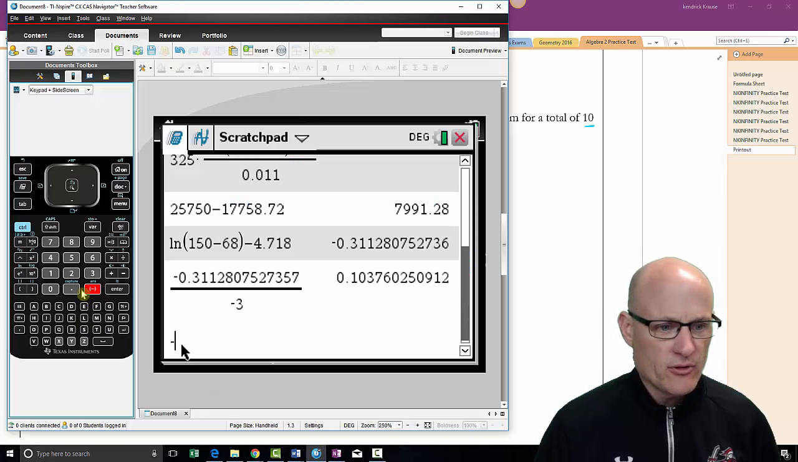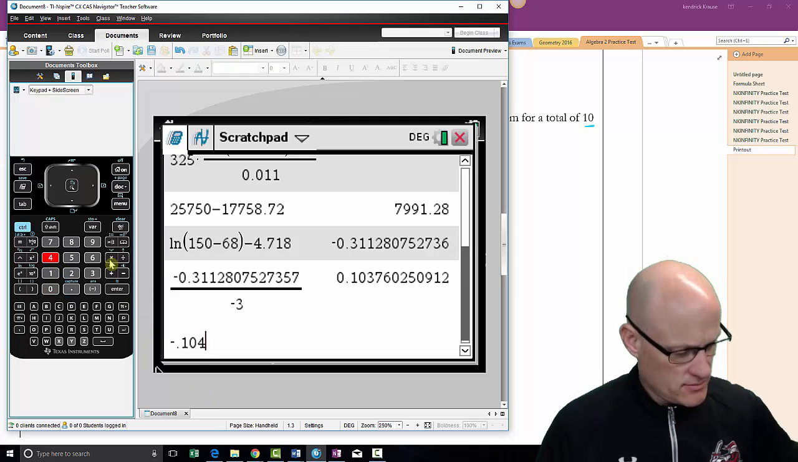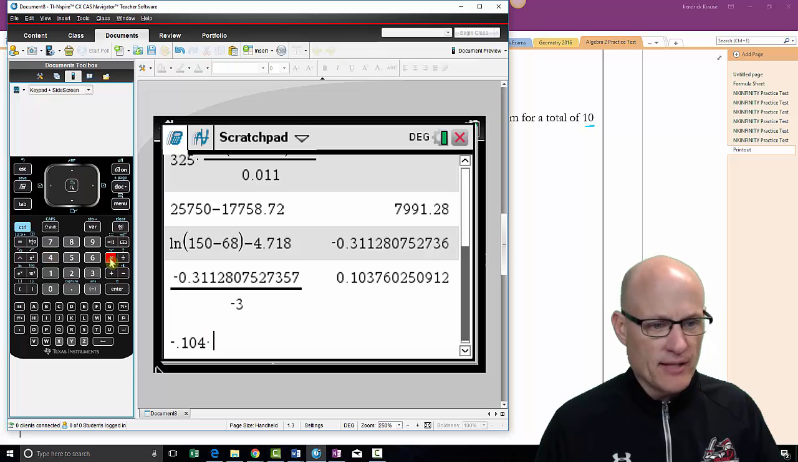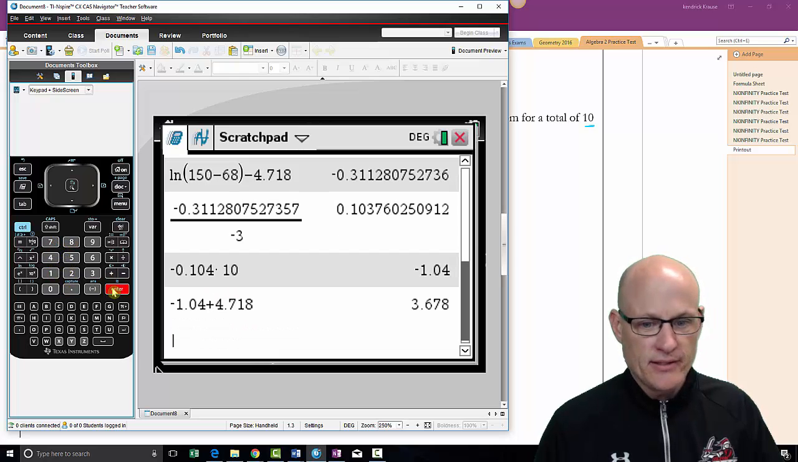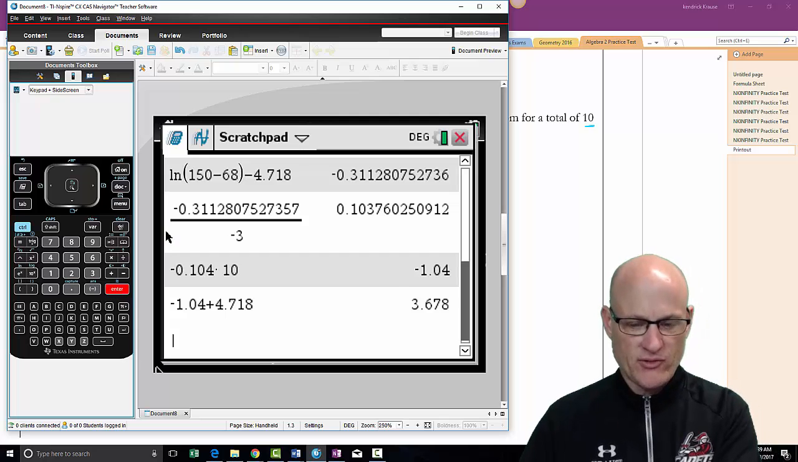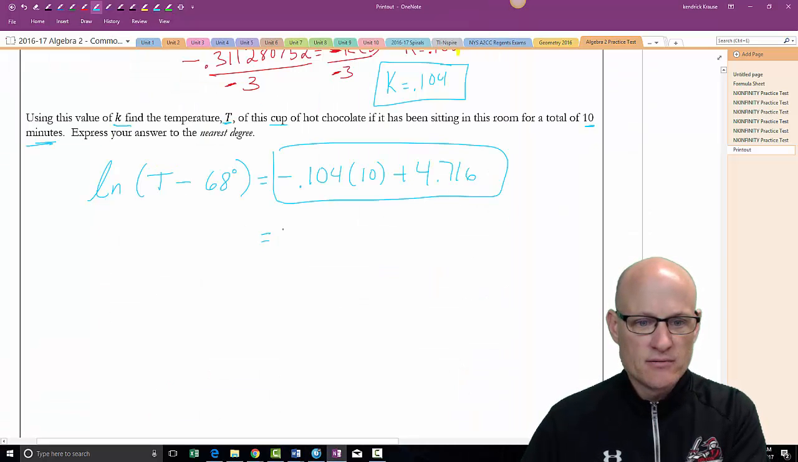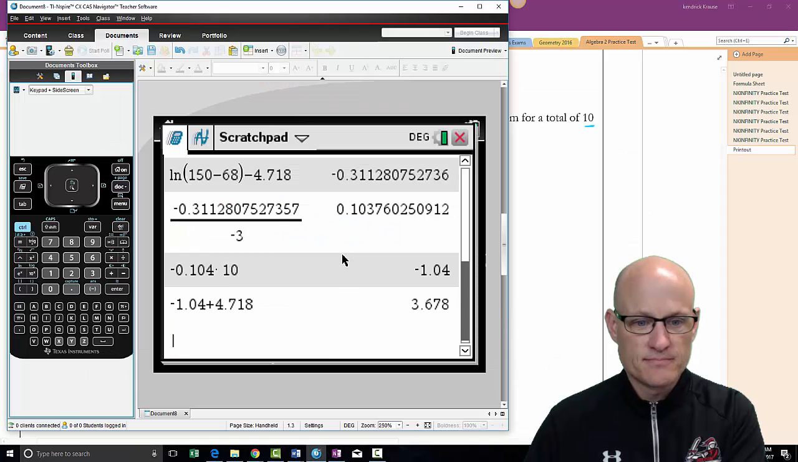So negative 0.104 times 10 plus 4.718 equals 3.678, which equals the natural log of T minus 68.